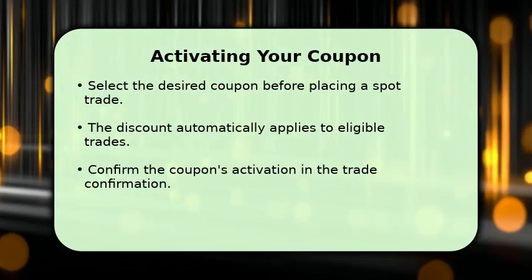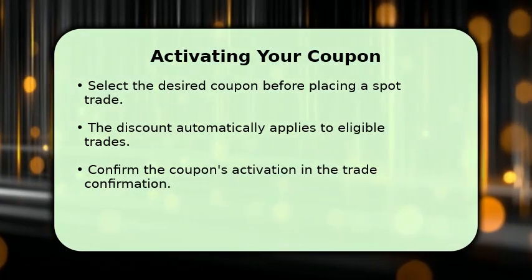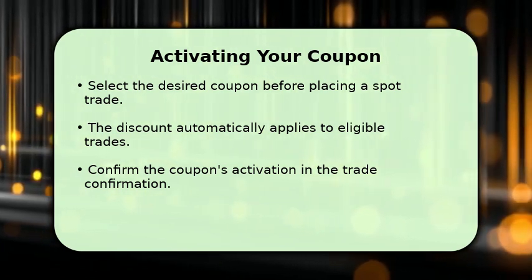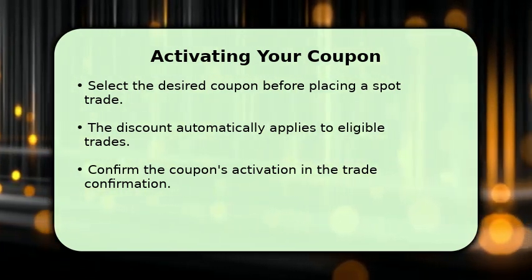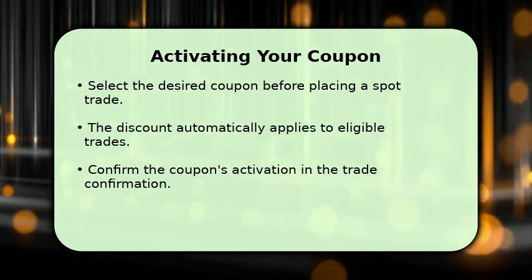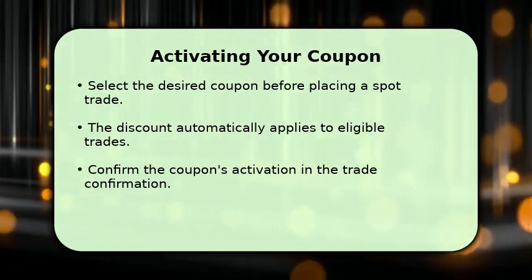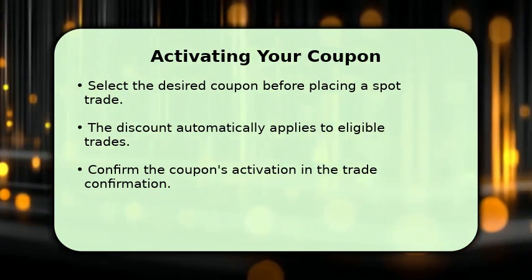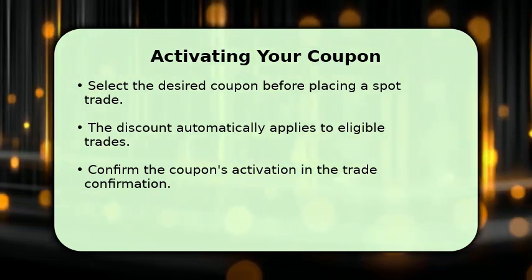To use a spot reduction coupon, you typically activate it right before or during the process of placing a spot trade. On the trading interface, look for an option to apply a coupon or select from your available bonuses. Once selected, the discount will automatically be factored into your trading fee calculation for that specific trade.